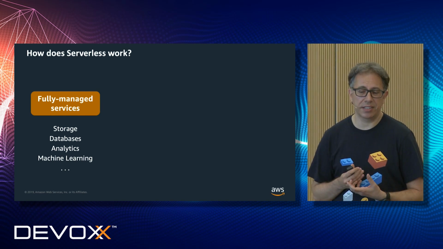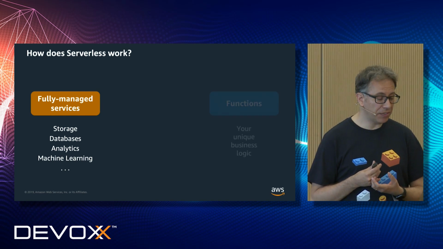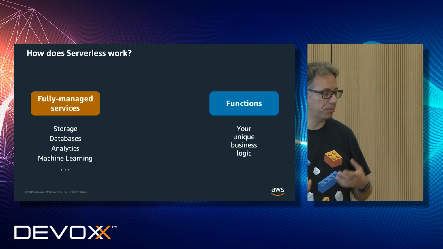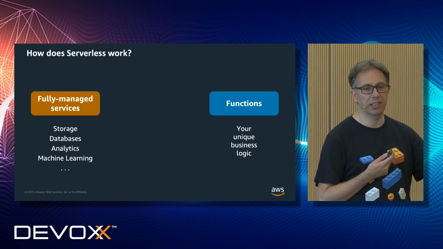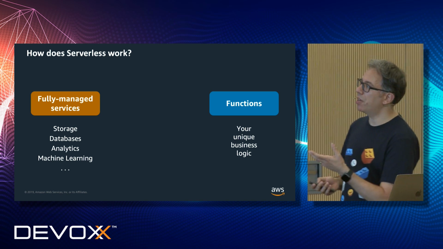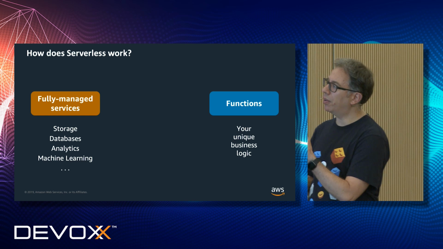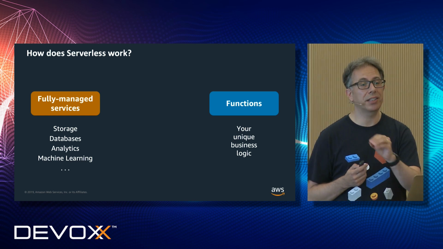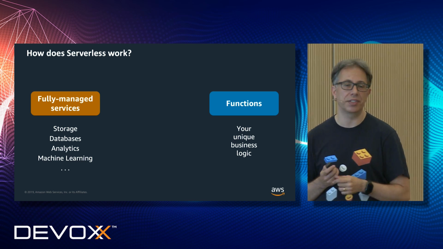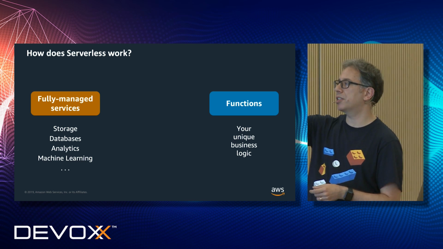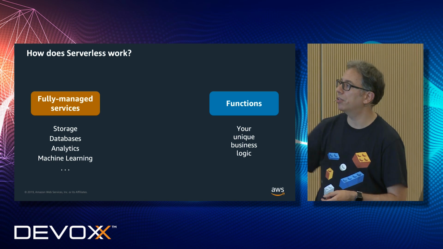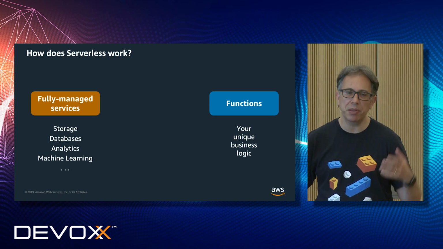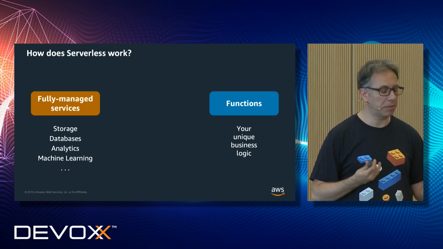So why are events also important? Because with serverless, we have these fully managed services with storage, database, machine learning services that can analyze pictures, for example. And then we have functions. Functions is what can put your unique business logic and connect your unique business logic with those services. We were not talking about serverless when there were only fully managed services like S3 or DynamoDB. When Lambda was launched, people started to think, oh, now we can build serverless applications.